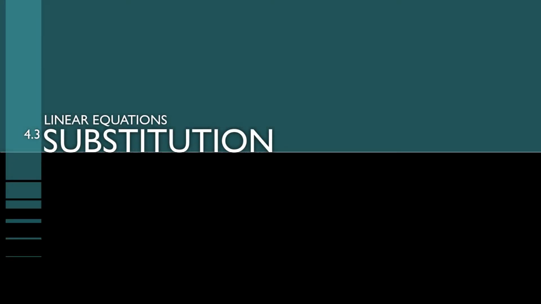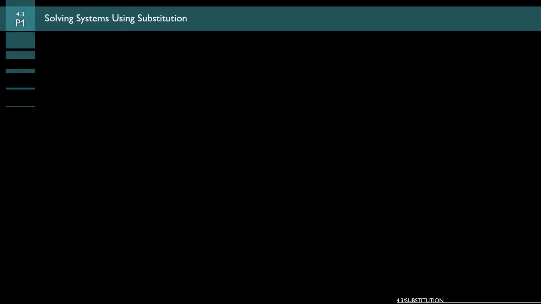So in Unit 4.3, we're going to tackle substitution. Now, we've already found the solution to a system of linear equations by graphing, but like we said earlier, it's not always going to be the most accurate method or way of arriving at that answer. So we do have a couple of other ways that we can get to solutions for linear equations. And the first one is, again, substitution.